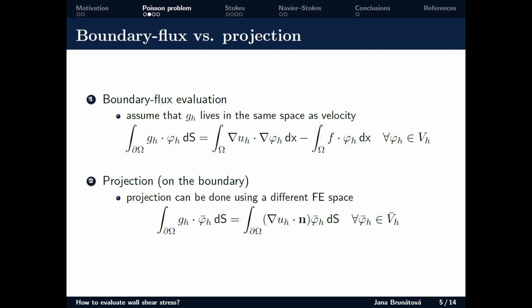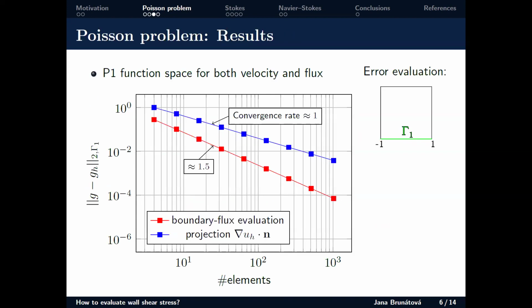And the second method, the more standard one, at least for wall shear stress, which I'll talk about later, is simply to project the Neumann boundary condition, which is the gradient of u dot n. These are the two methods that we will compare on the unit circle on the Poisson problem.